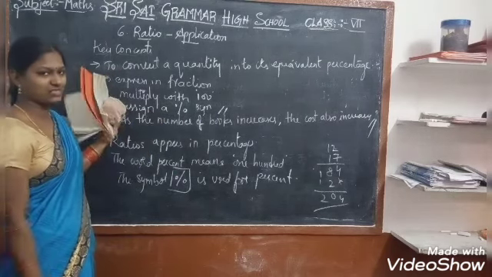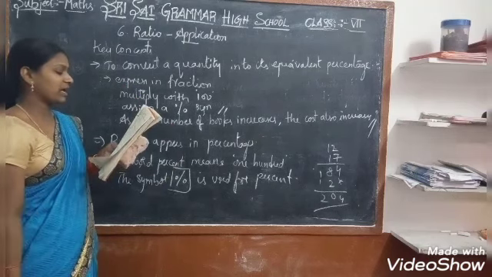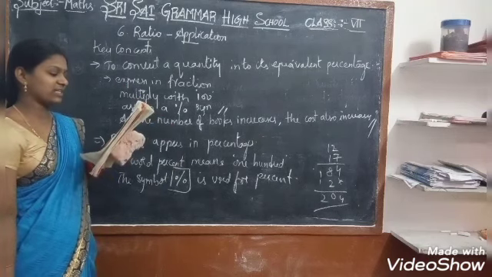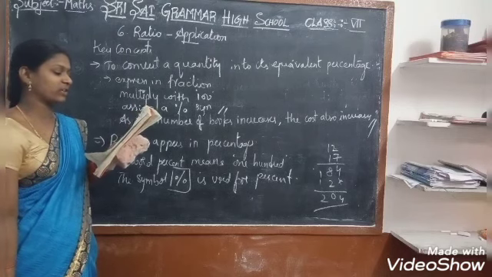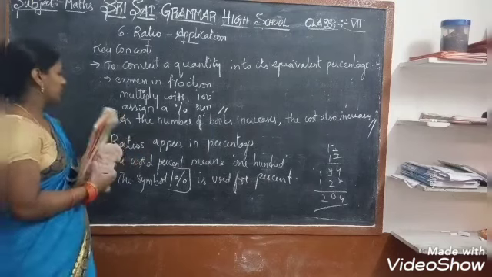Now, let's take an example for this. A man purchased an article for rupees 80 and sells it for 200. What is the gain percent? How are we going to use that?